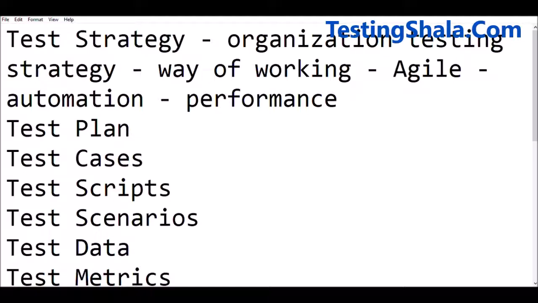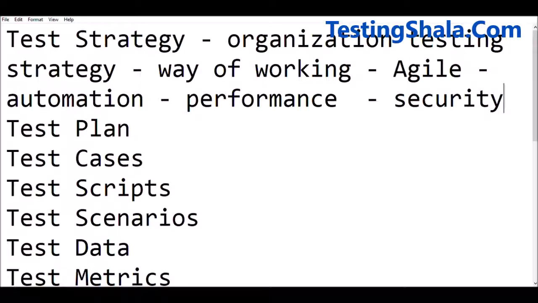Or if you're talking about security topics, what all the various things we'll have to test as security from an organization perspective, right? So these are the things which we define at the organization level.